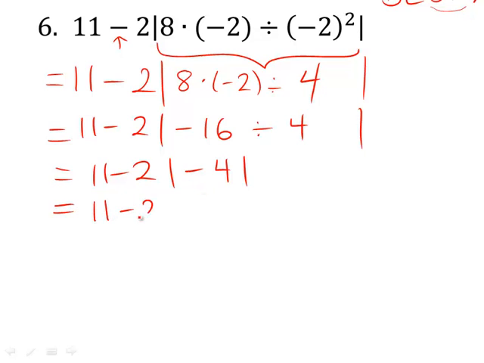So 11 minus 2, remember there's a hidden times sign there when there's nothing written between them. And so this is really negative 2 times, and what's the absolute value of negative 4? That's the distance of negative 4 to 0, which is 4, giving you 11 minus 2 times 4, which is 8. 11 minus 8 is 3.